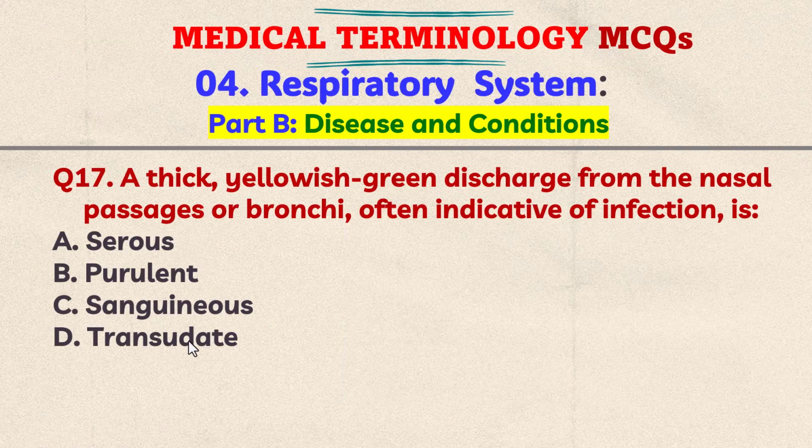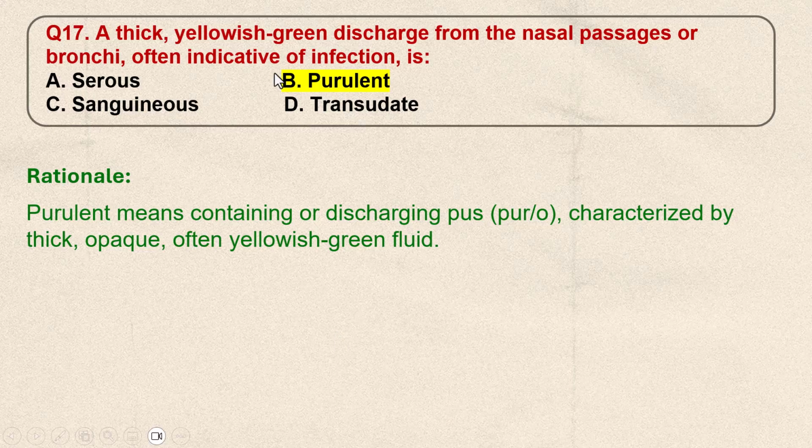Question number 17. A thick yellowish green discharge from the nasal passages or bronchi, often indicative of infection, is A, serous, B, purulent, C, sanguineous, D, transudate. Think the answer. The correct answer is B, purulent. Purulent means containing or discharging pus, that is pure or puro. So characterized by thick, opaque, often yellowish green fluid.